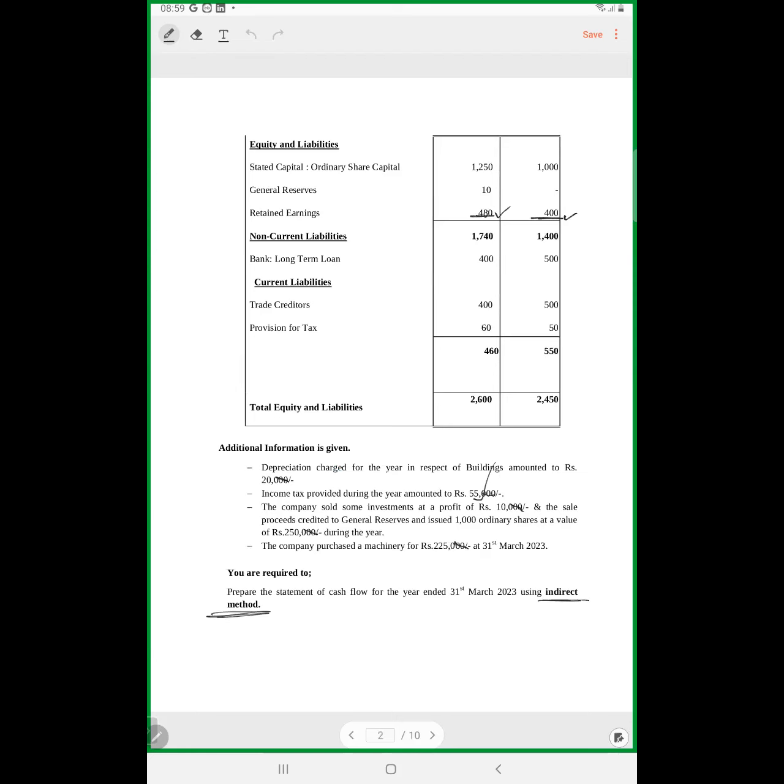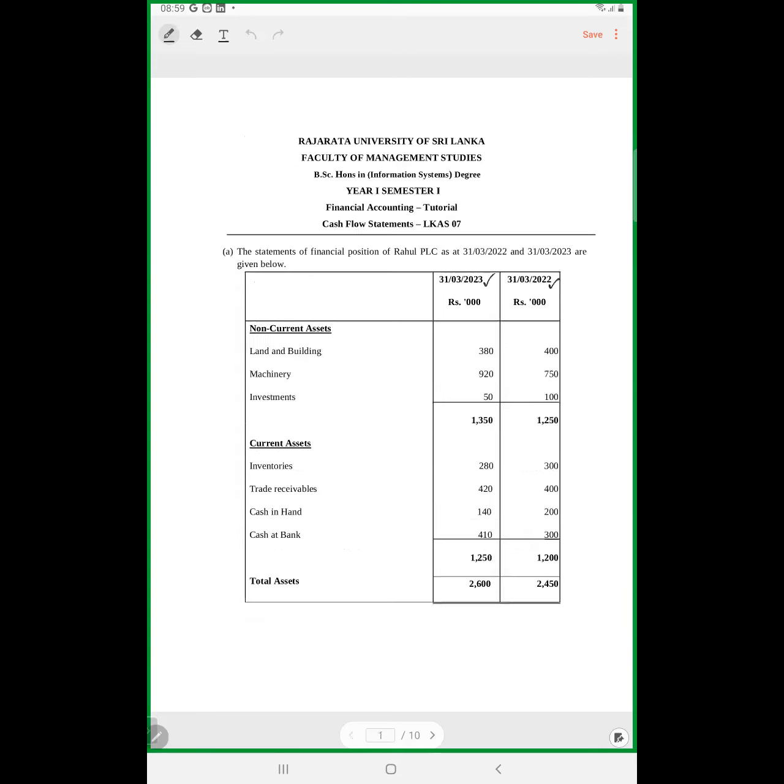So then the second one, so we can move. We did the retained earning. So then tick on the retained earning. Then after that we have to go with the additional information. Since with the additional information we can do everything, right? So you can see here. First one, depreciation charge for the year in respect of building amounted to rupees 20. The building's share amount is 20, right? So then please check with the information in the financial position.